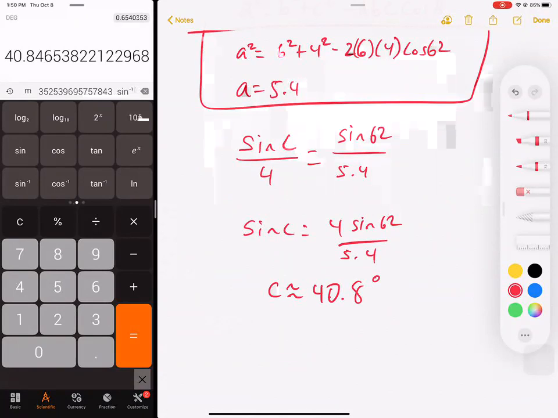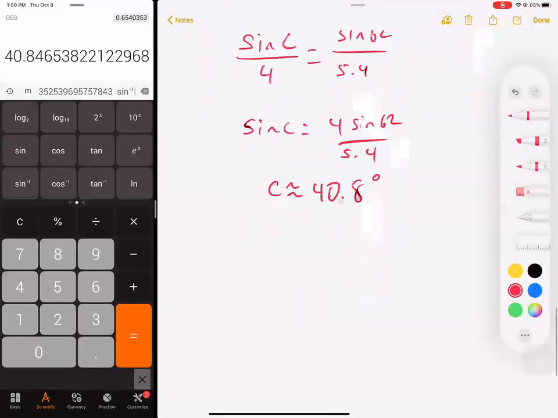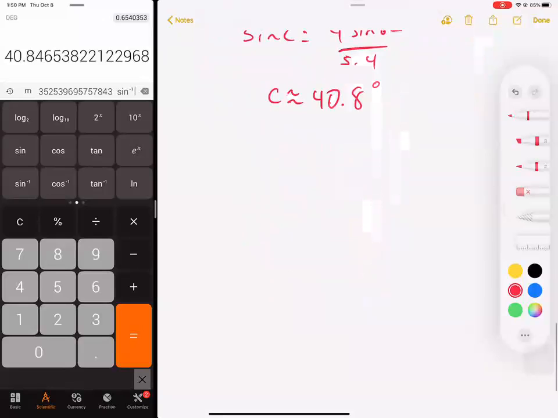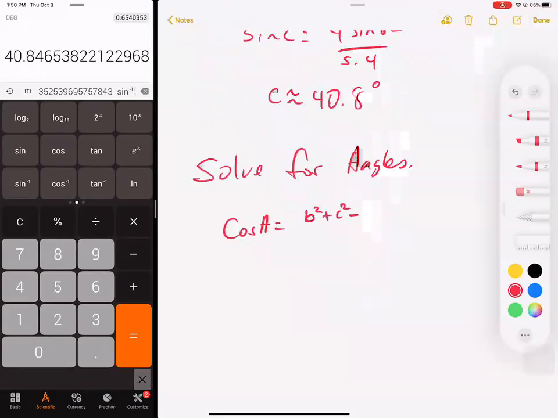Now I unfortunately am running out of time here, so I'm going to do the last version of this. So we're going to solve for angles. And this formula goes cosine of A is equal to, all right, get ready. If I am looking at A, it goes backwards. It goes B squared plus C squared minus A squared over 2BC.